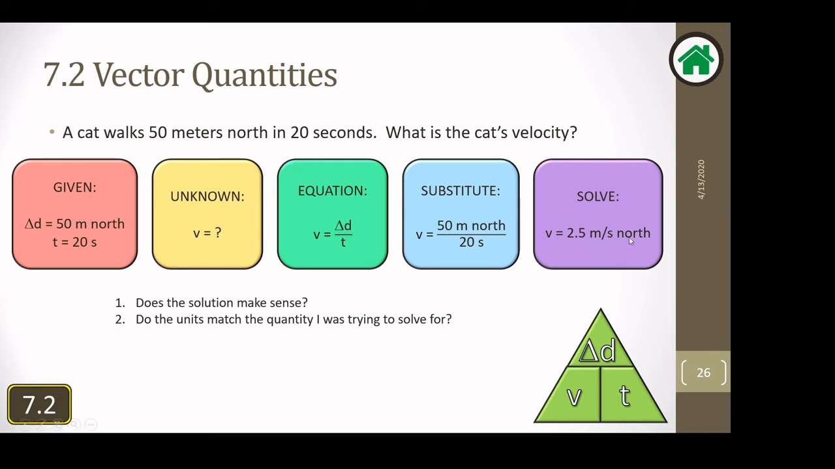Does this answer make sense? Well, yes, it does. We were trying to solve for velocity. Meters per second is a unit for velocity, and the direction means that it is a vector quantity and not a scalar.